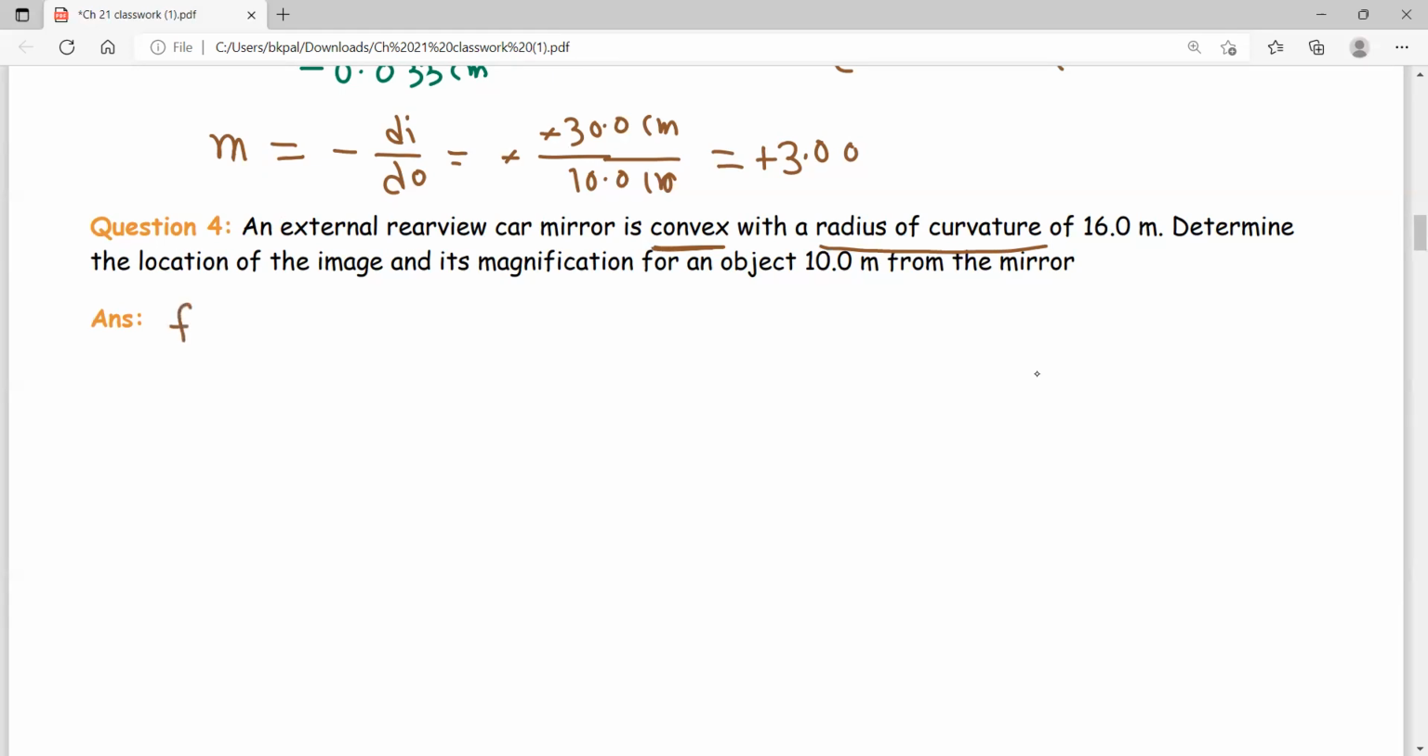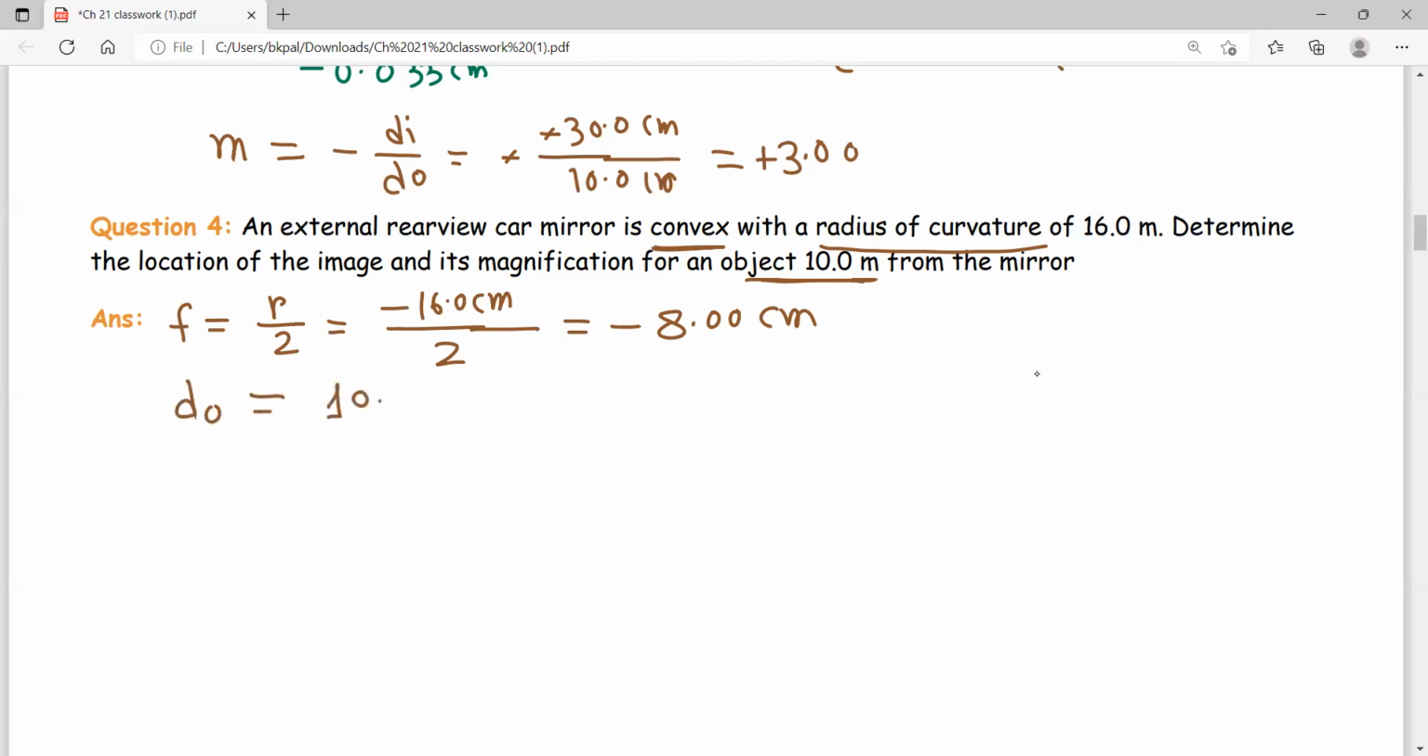So here the focal length f will be again r by 2, but then r is negative, 16 centimeter over 2. So it is negative 8 centimeter. Focal length is given, and then it said that the object is 10 meter. So here you see the object distance is given in meter. So do is 10 meter.